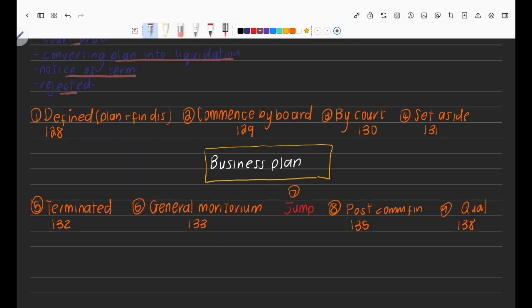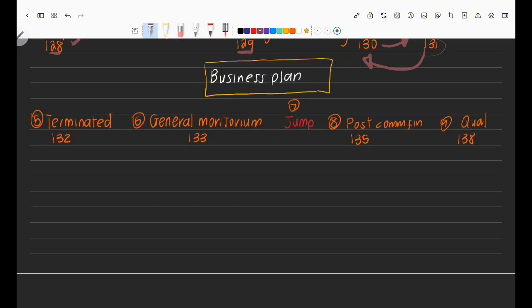Okay, summary. Business plan is what we are talking about today, and we said section 128 defines the terms business plan and financially distressed, right? And then section 129, commencement by board. Section 130, okay, it's the other way around. Sorry about that, guys. So it's section 131, set aside. Section 130, okay, by court order, section 131, and then set aside section 130, right? Section 132, we are talking about the plan being terminated.